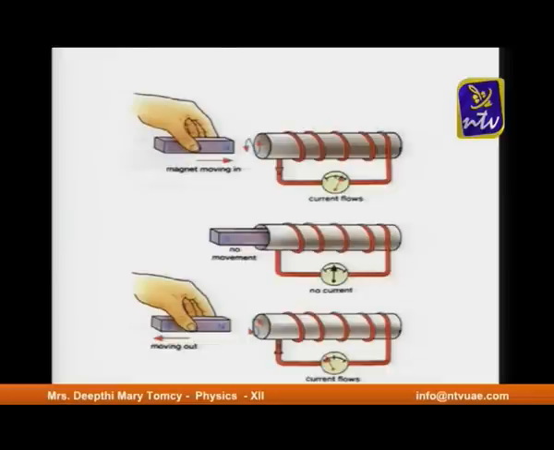In the second figure, there is no movement of the magnet. You stop the movement of the magnet for a moment, the flux linked with the coil doesn't change, therefore no current is induced and the galvanometer shows 0 reading. But when you move the magnet in the opposite direction, you can see that the galvanometer is showing a deflection towards the left side.